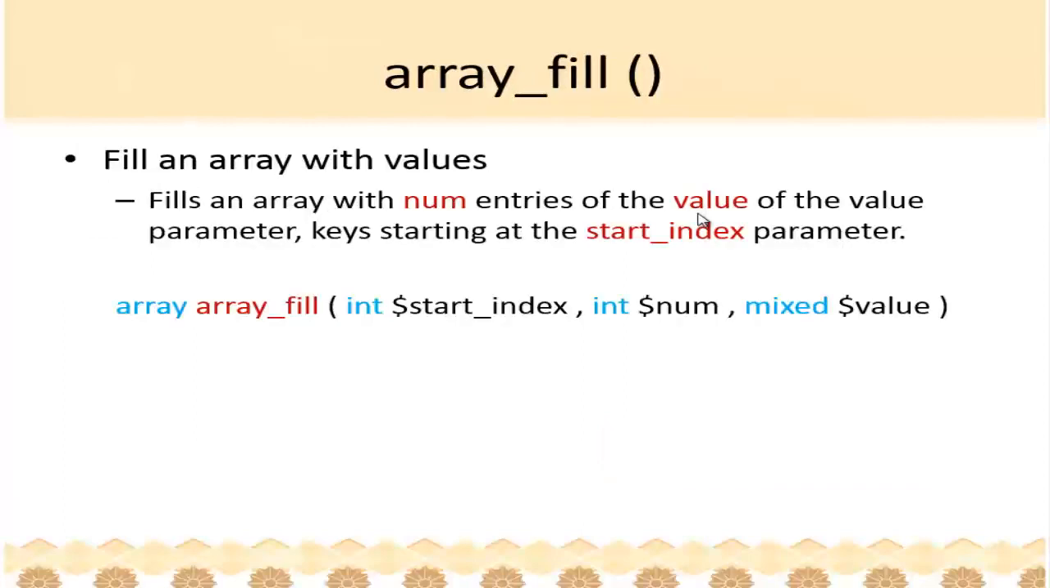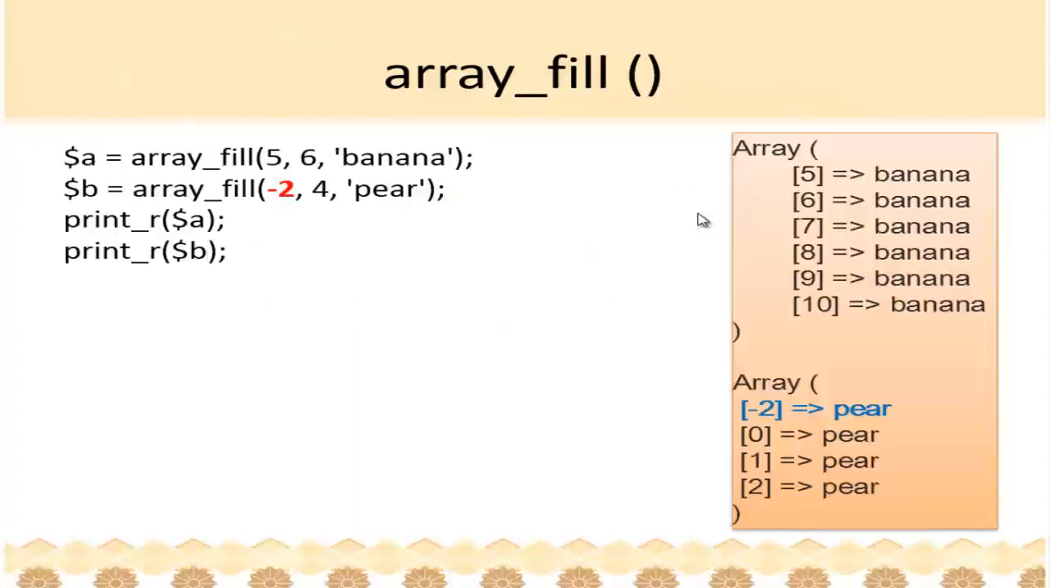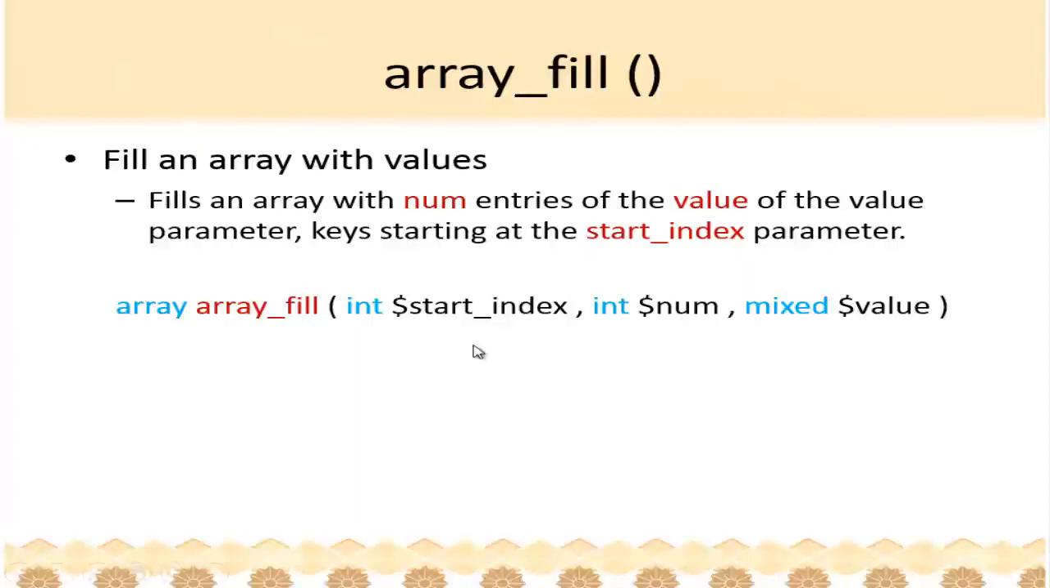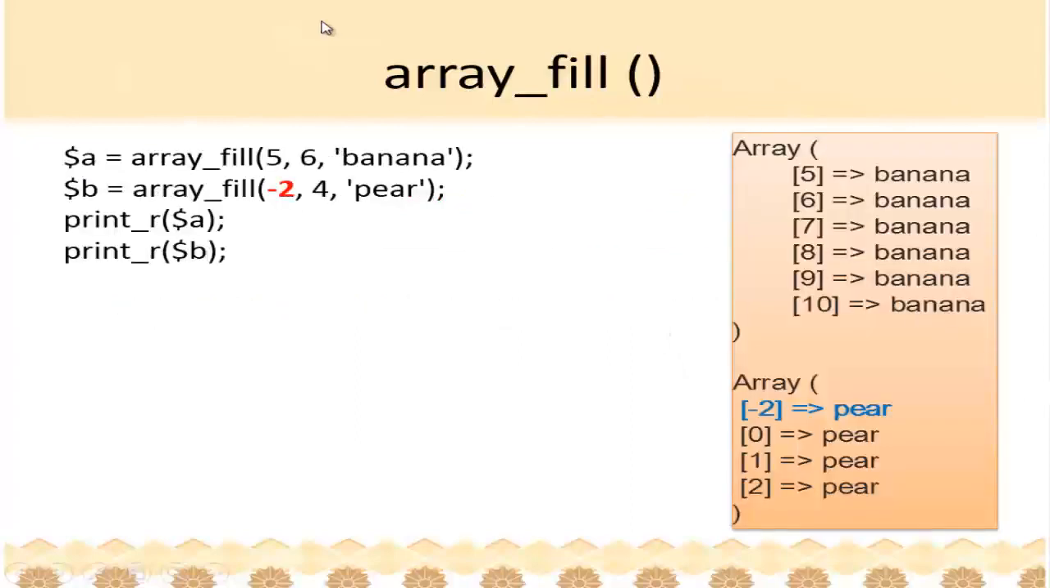The next one that we have seen is array fill. That is used to fill the elements of the array with a specific value. If you notice over here, it has a start index, the number of times this element has to be repeated, and the value of this element. For example, I want to repeat this 6 times starting at the index location 5. So from 5, it's going to repeat 6 times.